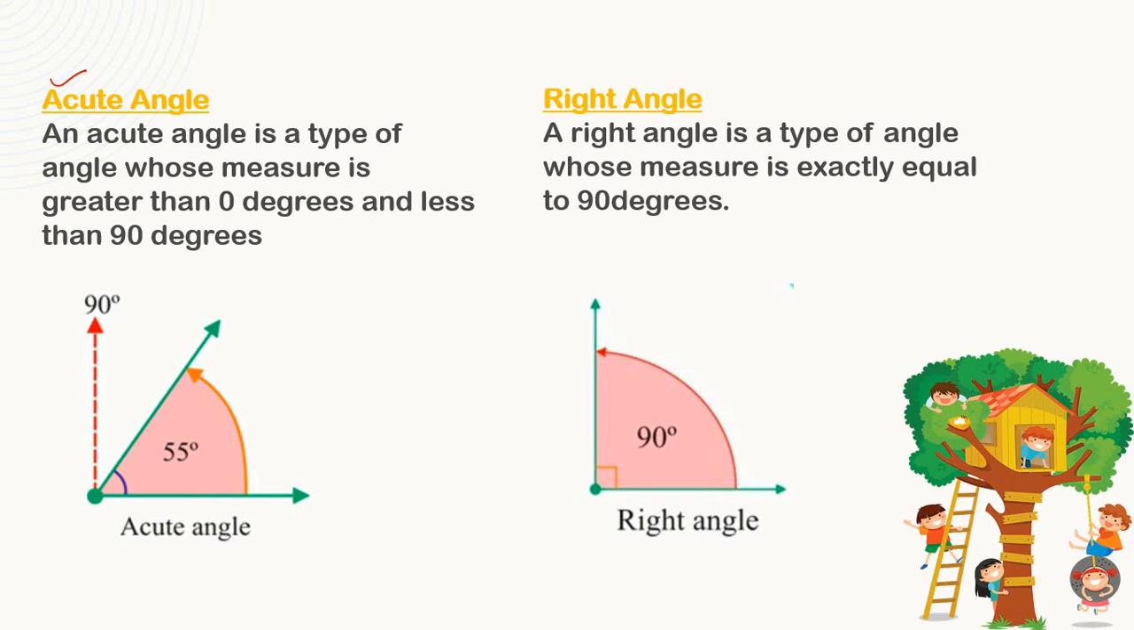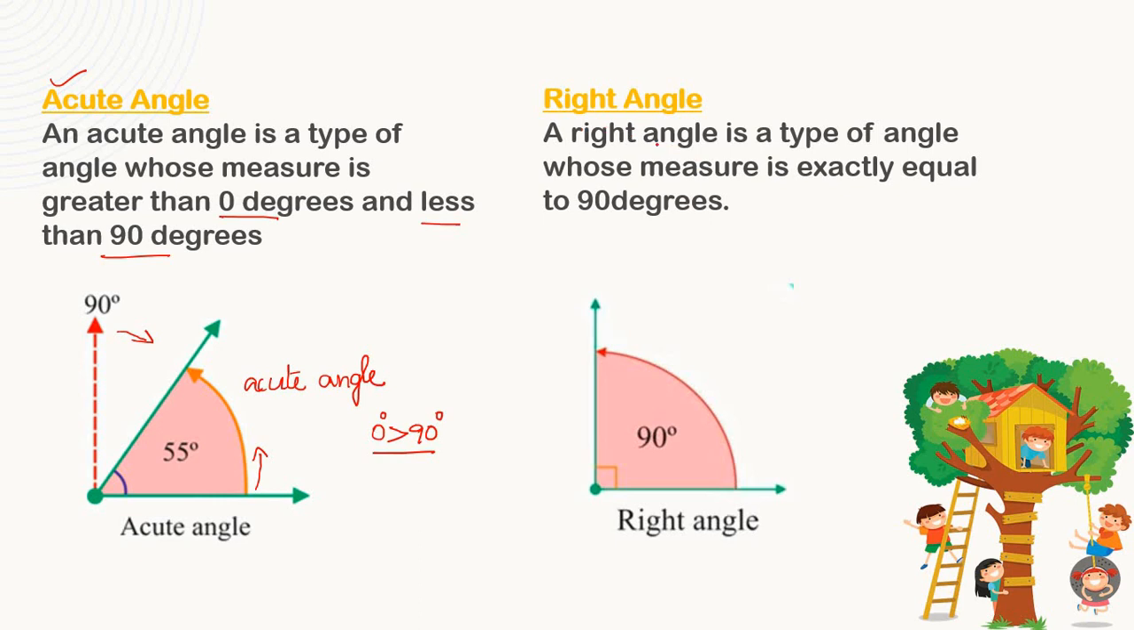an acute angle is greater than 0 degrees and less than 90 degrees. Greater than 0 degrees and less than 90 degrees is called an acute angle.